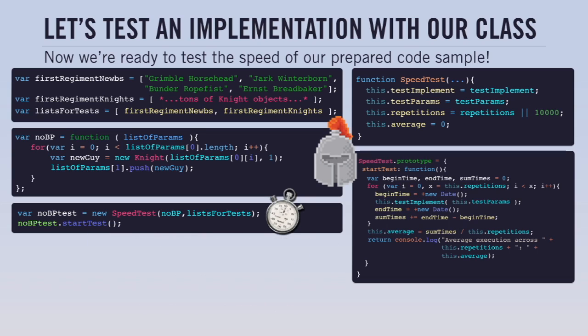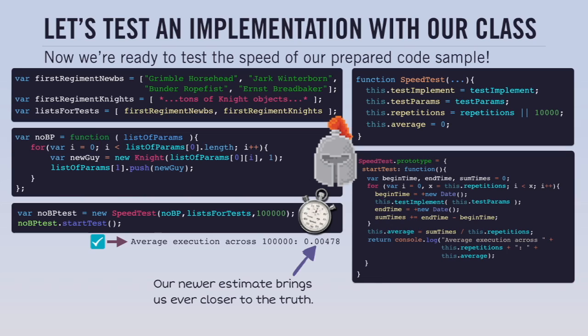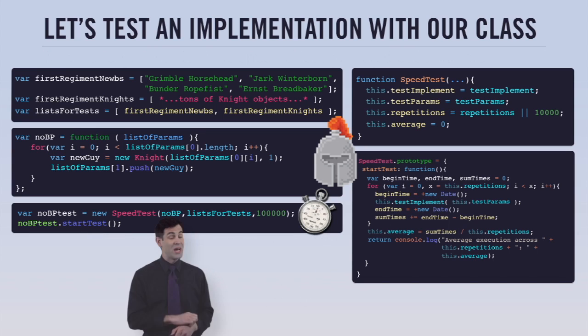Now what happens if we actually want to specify how many repetitions we're going to use? We want to be a little bit more accurate, so we're going to pass in 100,000 repetitions. We get the average execution is now 0.00478, and our newer estimate actually brings us ever closer to the truth. We can rely a little bit more on that estimate. Cool, now here's where the money is.